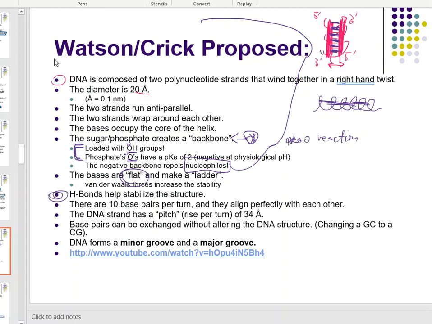Each turn, if you can see up here at the very top, I've kind of done this squiggle. So as the DNA twists and turns, there's actually on average 10 base pairs per turn, and they align perfectly with each other. Okay, so what does this mean? They align perfectly with each other. Well, as this DNA molecule twists, this molecule is very symmetrical, meaning it's very even top to bottom.